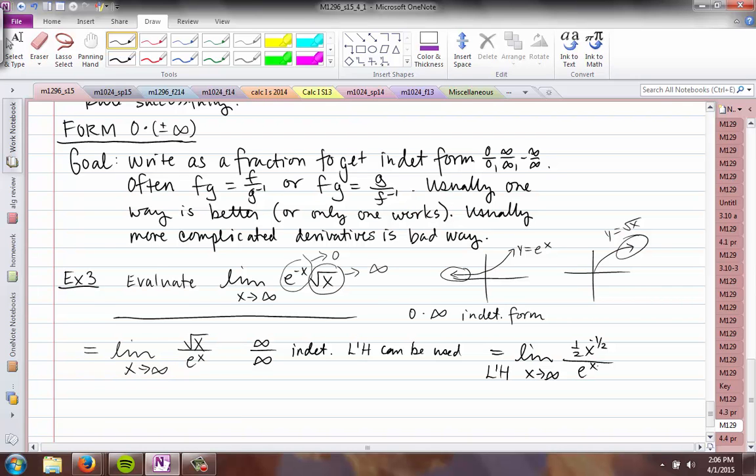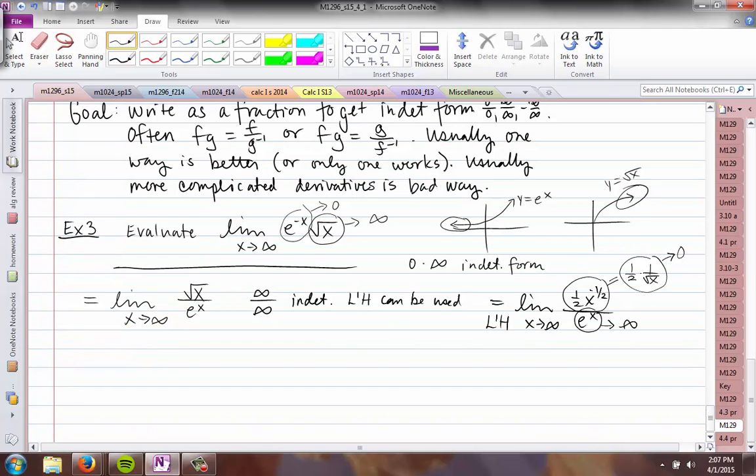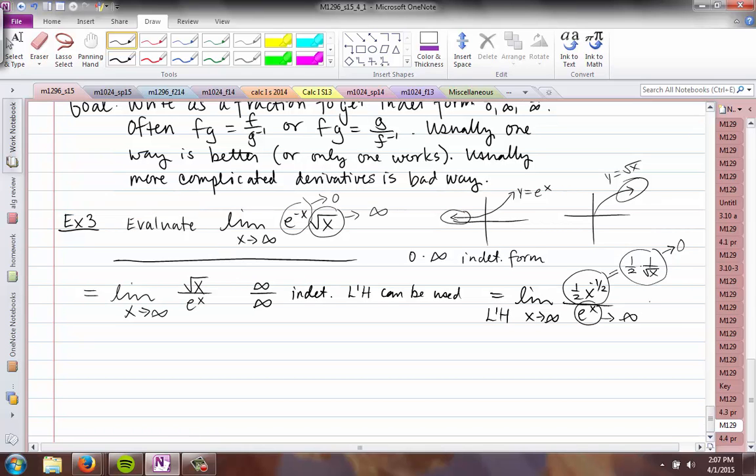What is this limit? The top is a little bit harder to take, but remember the negative exponent. I can think of this as 1/2 times 1 over the square root of x. So what this is doing is going to 0, and e to the x is going to infinity. So actually 0 over infinity is a determinate form, and what you get there is 0.